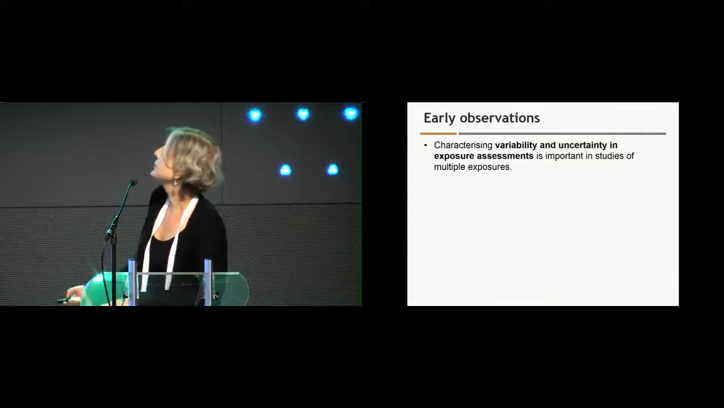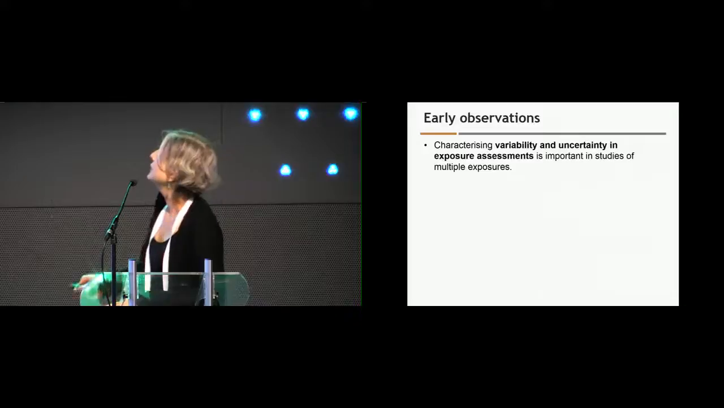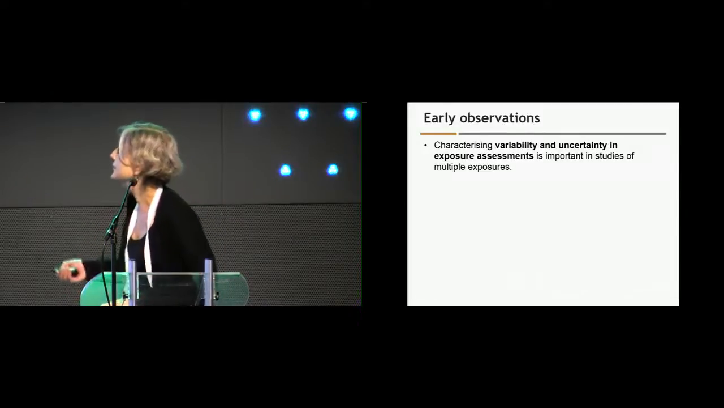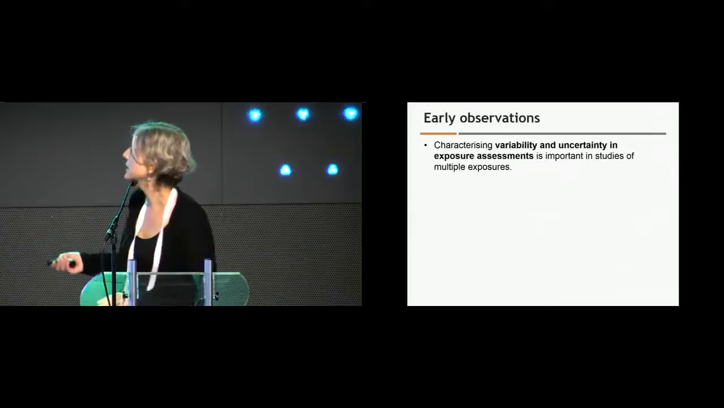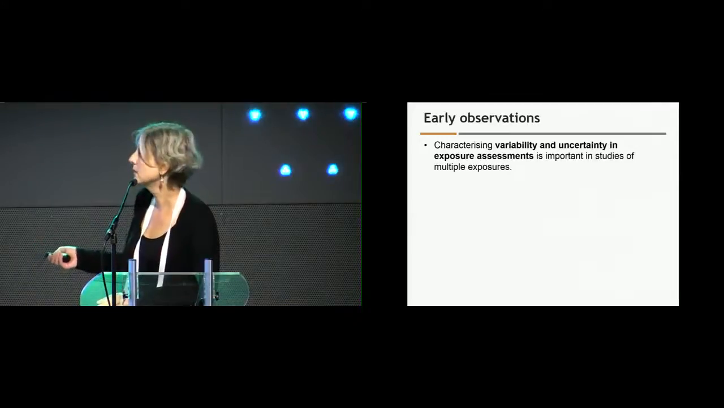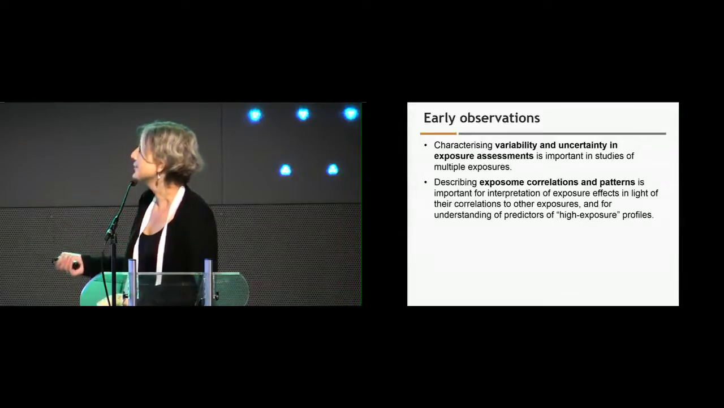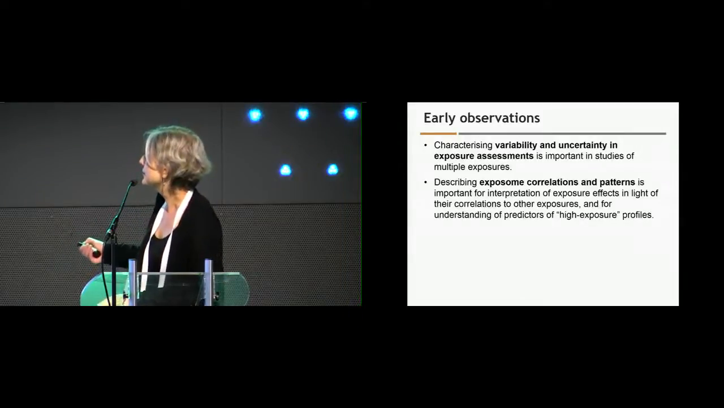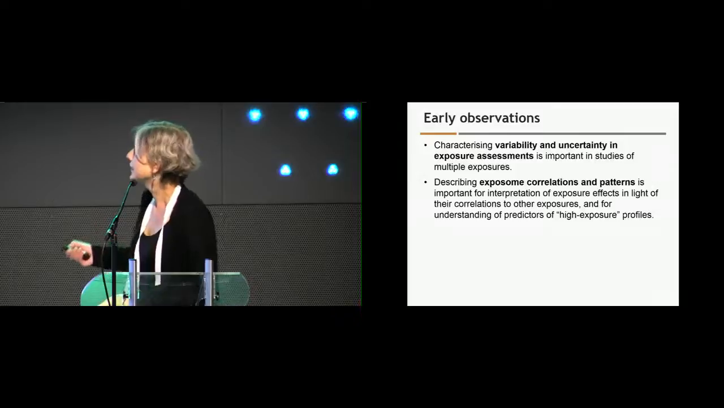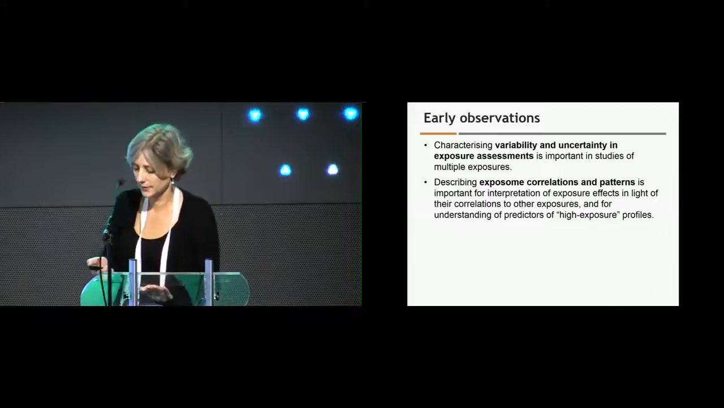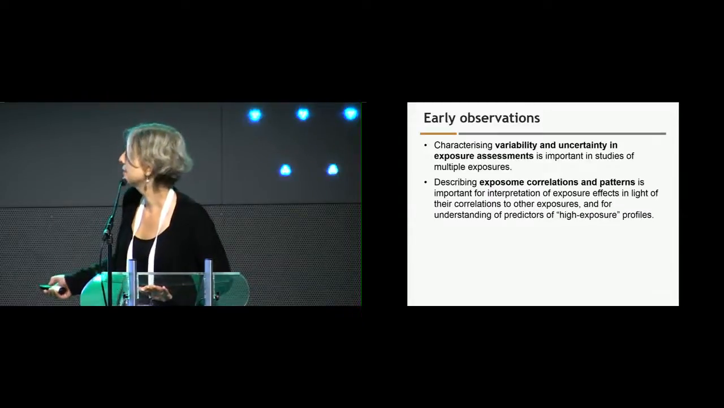So in terms of early observations, these are the messages. It's very important to characterize variability and uncertainty in exposure assessments in studies of multiple exposures. Describing the exposome correlations and patterns is important for the interpretation of exposure effects in light of their correlations to other exposures and to understand the predictors of these high exposure profiles. I think this is essential.